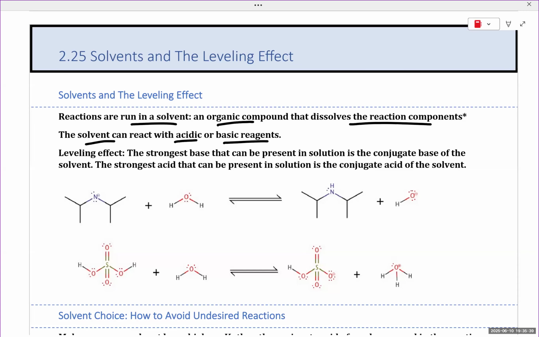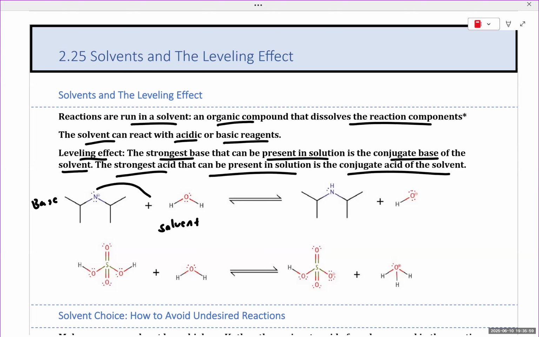And because of this, we have to consider what's known as the leveling effect. The strongest base that can be present in solution is the conjugate base of the solvent. The strongest acid that can be present in solution is the conjugate acid of the solvent. Why is that? If you have a base and you have a solvent, the solvent can react with many acids and bases to generate the conjugate base of the solvent. By the same token, an acid can react with the solvent to generate the conjugate acid of the solvent.